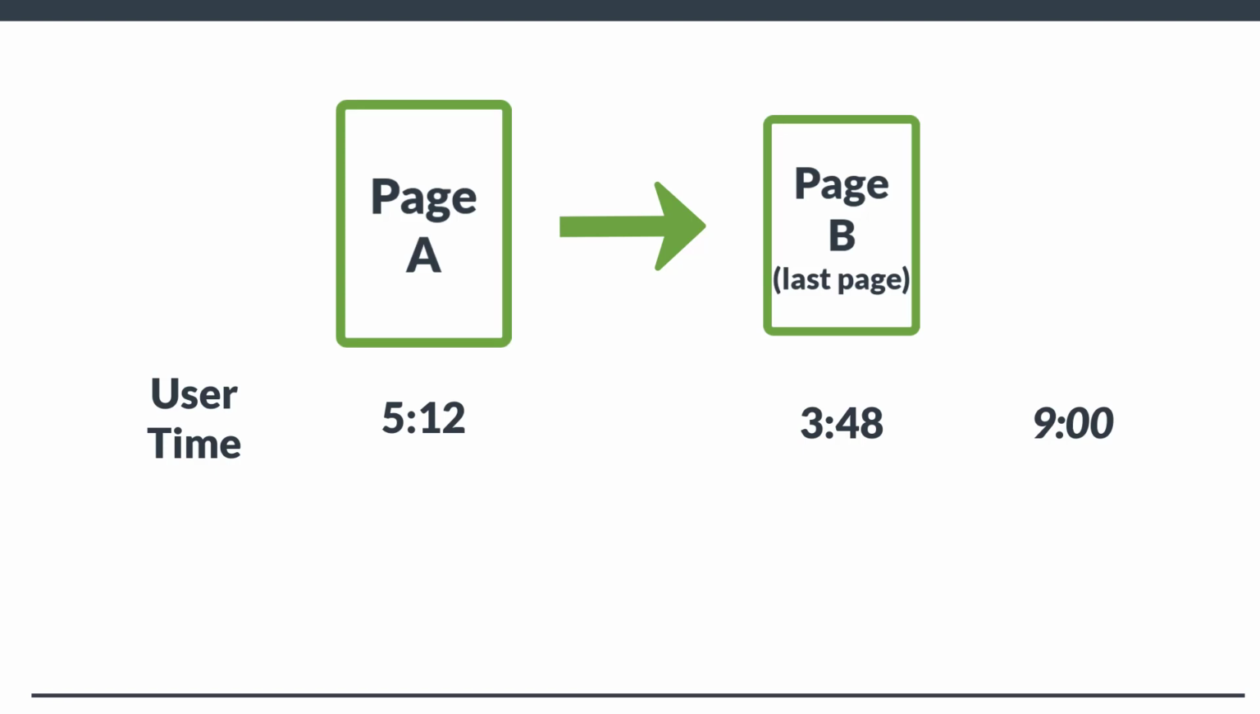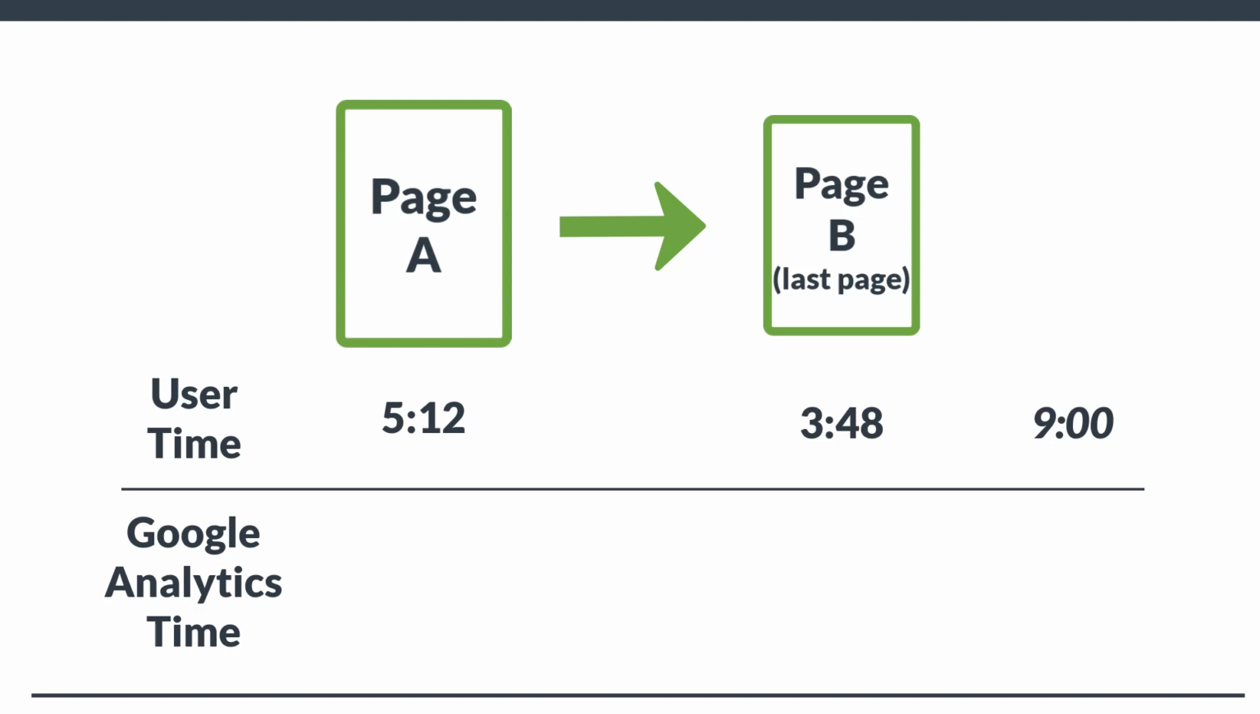So what does Google Analytics show in the reports? For starters, on page A, Google Analytics shows the same. They show 5 minutes and 12 seconds. But the only reason Google Analytics knows that is that they track the difference in time between the first interaction and the second interaction. So in this case, the first interaction was somebody clicking to page A, and the second interaction was somebody clicking to page B. And so Google Analytics subtracts those two times and says, well, the difference is 5 minutes and 12 seconds.